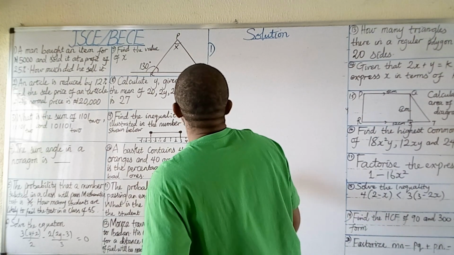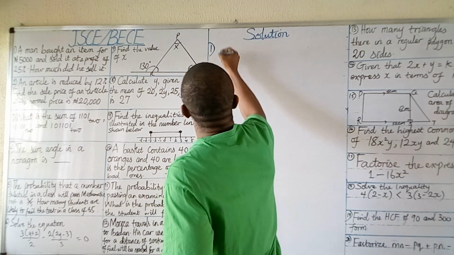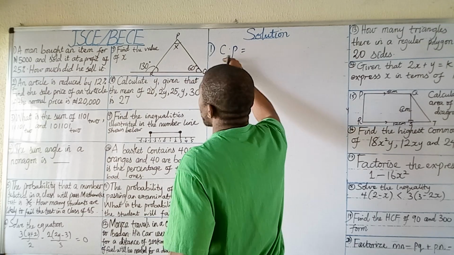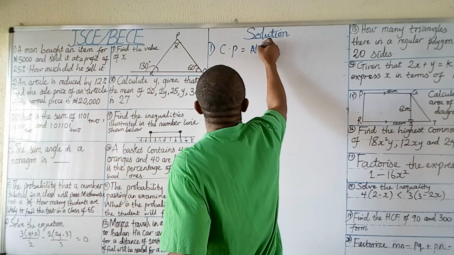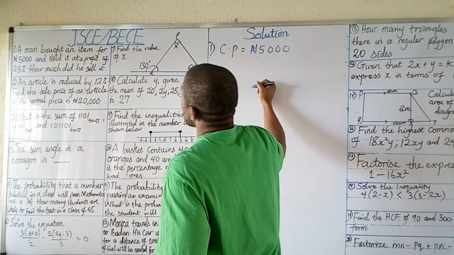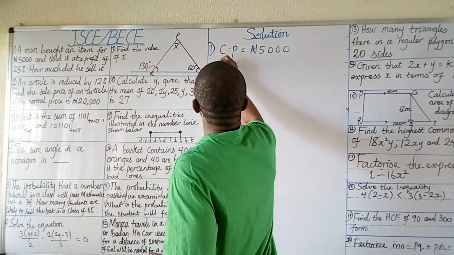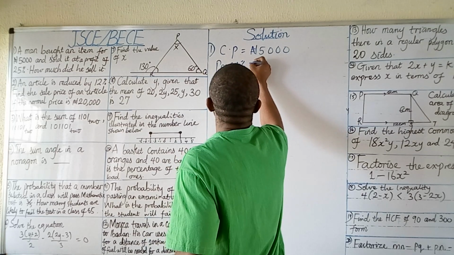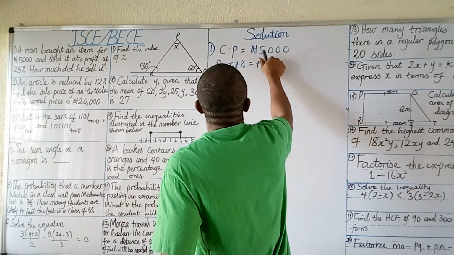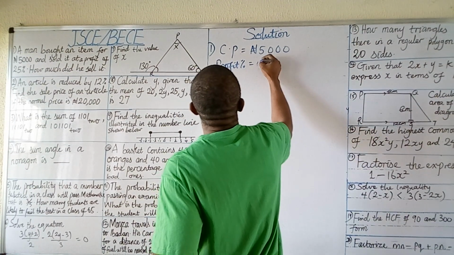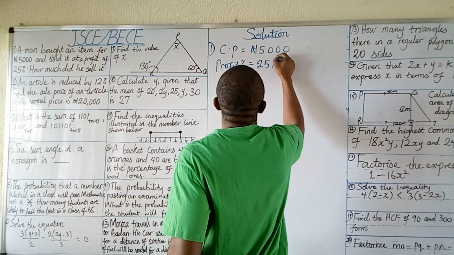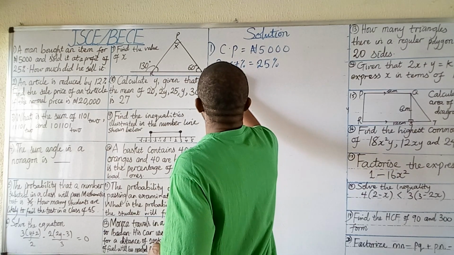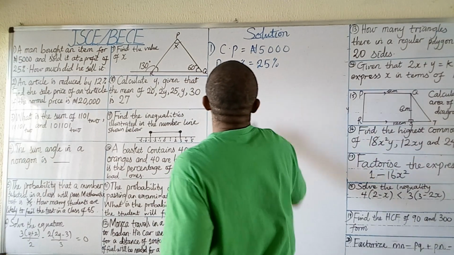Meaning that I have my cost price, CP, to be 5,000 naira in that question. Then the profit percent was also given, the profit percent given there is 25%. So we are looking for the selling price. The selling price is not known, so that's what we are looking for.